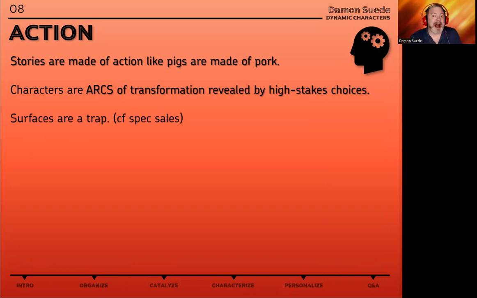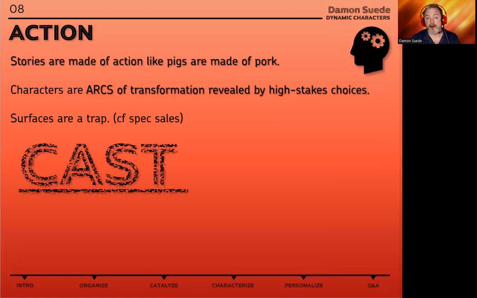Right? Surfaces are a trap, because I can write a really racy erotic thriller for Idris Elba to star in, and it's going to wind up a cartoon about a talking squirrel starring Betty White. As an author, as a screenwriter, I have no control over that, right? That's the producer's job. And in a game, I can't rely on the art to do the heavy lifting that my writing isn't doing.